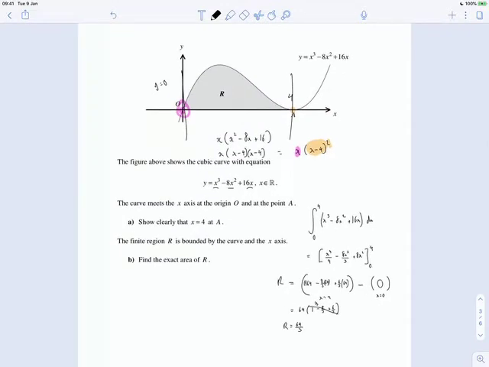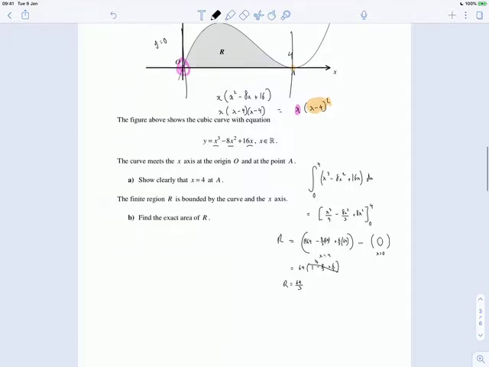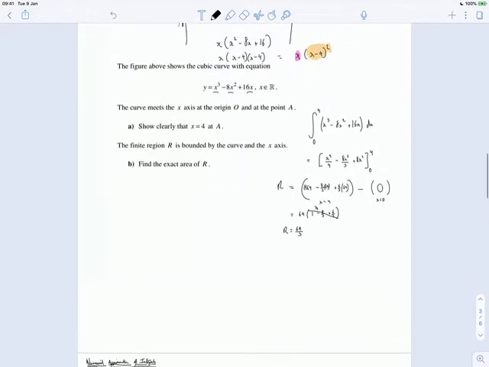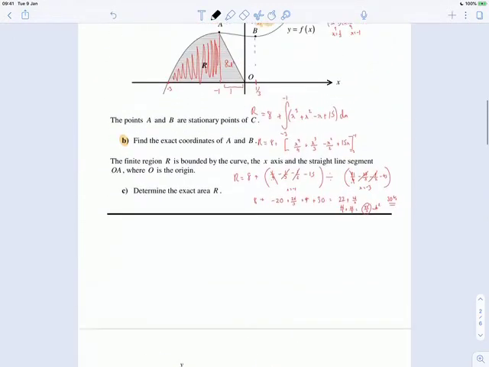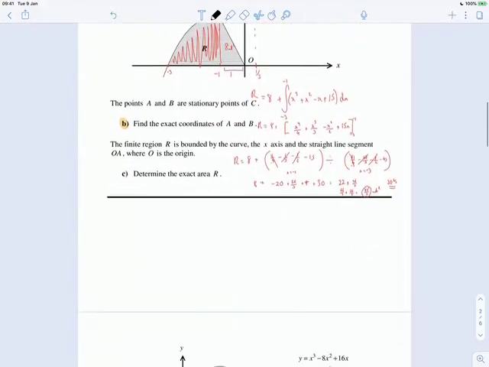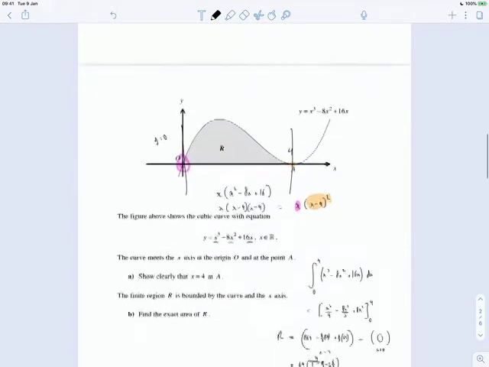Is there anything else? Oh, I feel like there's something and now it's gone. No, it'll come back to me, I'm sure.